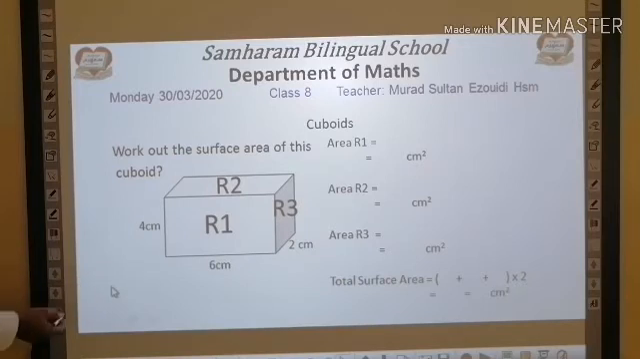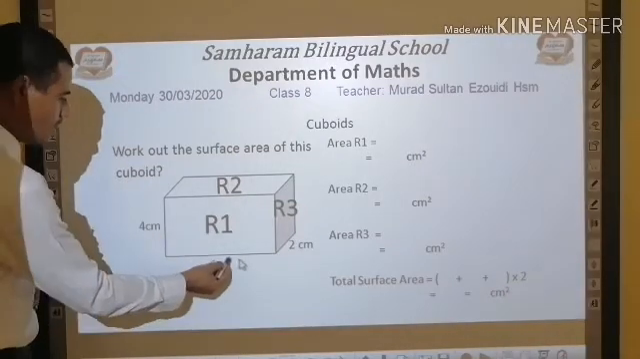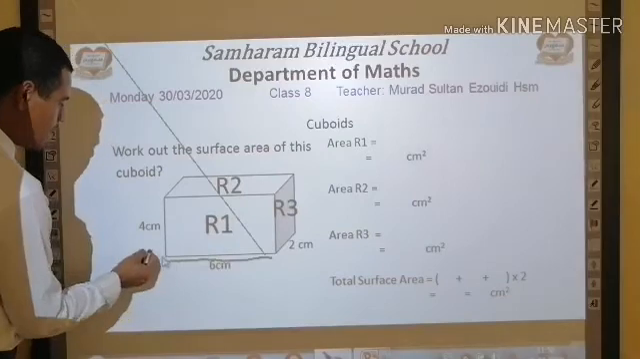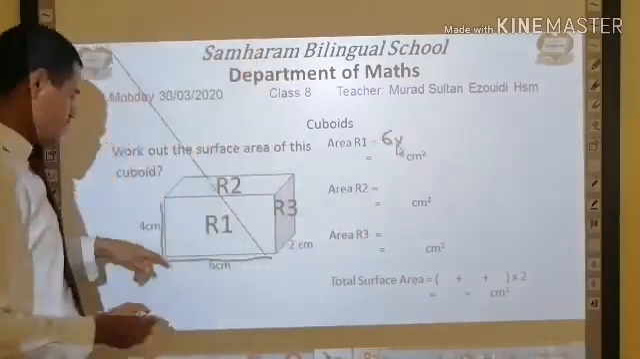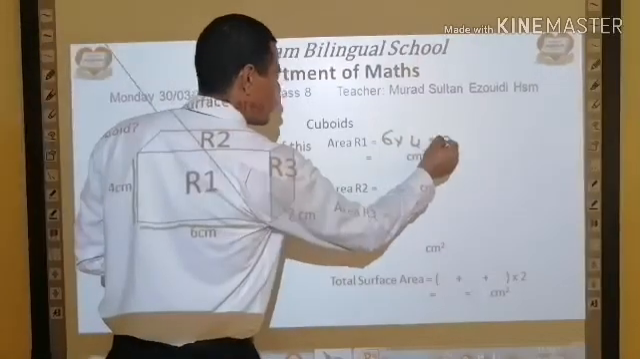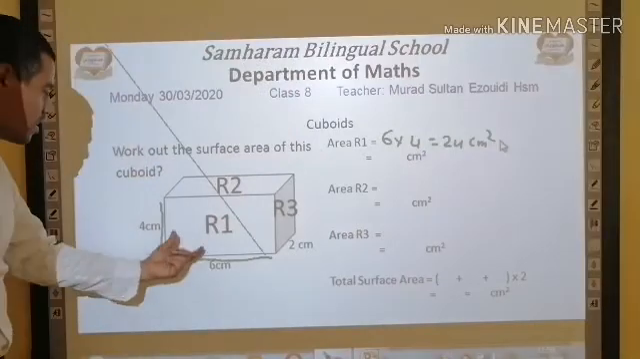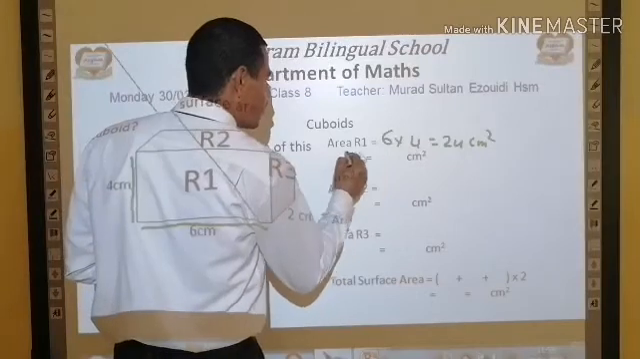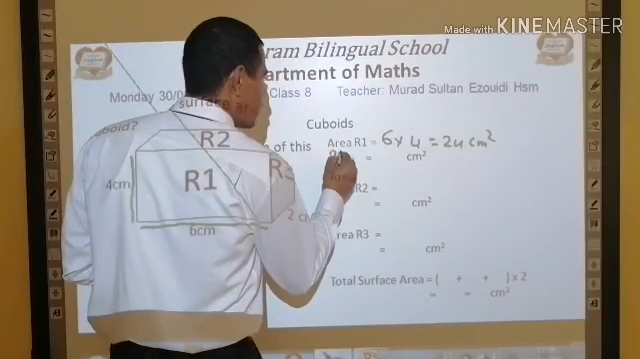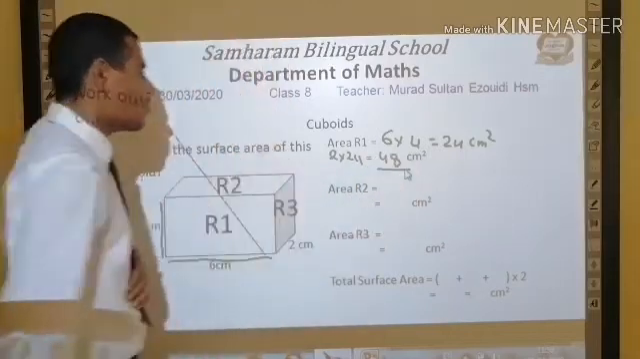Okay. Let's do it. Area of rectangle 1 is 6 multiplied by 4, which is 24 centimeter squared. Okay, but how many rectangles here? We have 2, so total it will be 2 multiplied by 24, which is equal to 48 centimeter squared.